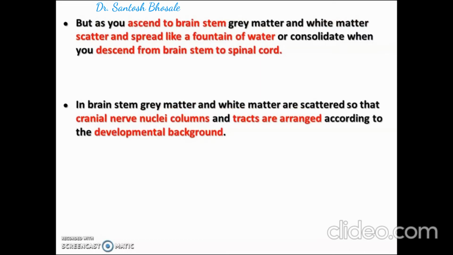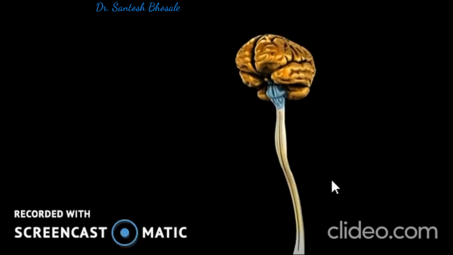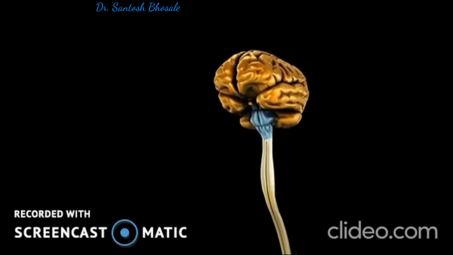In the brainstem, what happens here? Gray matter and white matter are scattered so that the cranial nerve nuclear columns and tracts are arranged according to the developmental background. They are not consolidated like what you see in spinal cord. In spinal cord, the gray matter is in the form of H shape surrounded by white matter. And when you see the brainstem here, you can see all the cranial nerves and their superficial origin. The superficial origin may coincide with the deep origin or may not coincide.